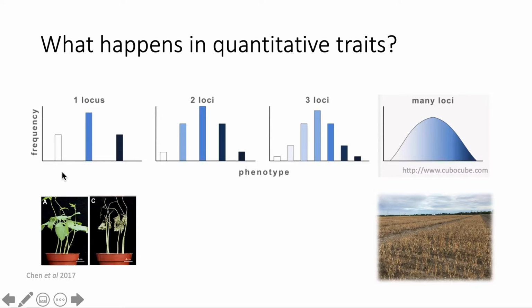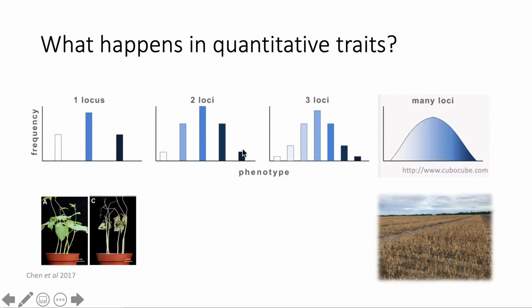A common example in common bean is anthracnose resistance. Anthracnose is controlled by one major QTL, which makes it easy for us to use just one molecular marker and select just the lines that are resistant, and remove the lines that are susceptible.